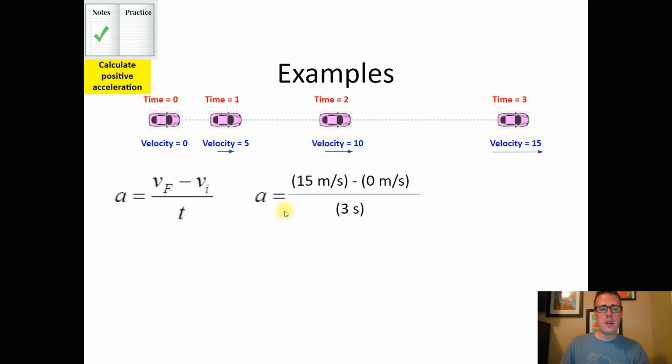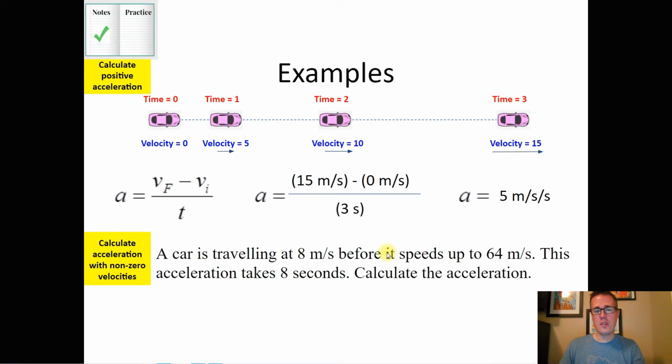Substituting in the numbers, my final velocity was 15. That's what it was at the end of the problem, so that's what goes in first. My starting velocity was 0, so I got 15 minus 0. And the total time that passed was 3 seconds, so that goes on the bottom. So once you take 15 minus 0, which is of course 15, divided by 3, you get 5 meters per second per second.